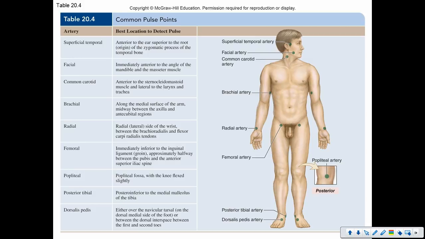All right, so we have some common pulse points of the body. These are areas where you can detect a pulse. Some of these you may be able to find on yourself. Some of these might be harder to find. It's really important that if someone suffers an injury in a certain area of the body, especially one of the extremities, you check to make sure that there is a pulse present in those areas, because if there isn't, that could indicate some possible severe damage that could negatively affect a person.